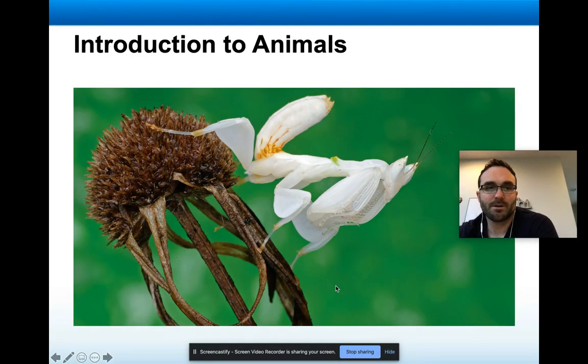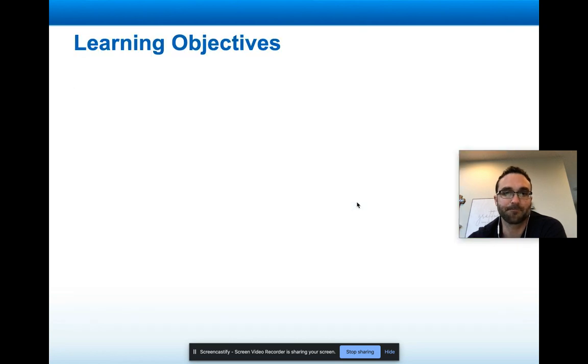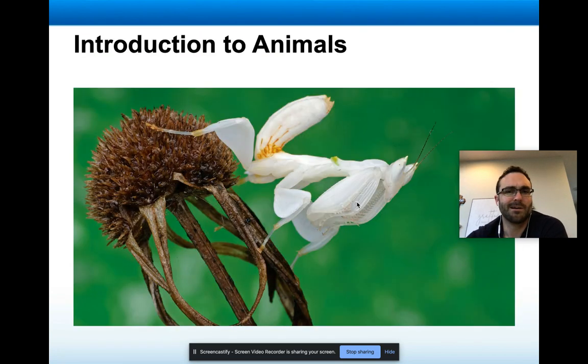Now, we are going to dive into a little bit about animals, and as you can see right here, we actually have a little mantis that looks like a plant or a piece of the plant, maybe perhaps a flower. I wonder why it's disguised as a petal on the flower.